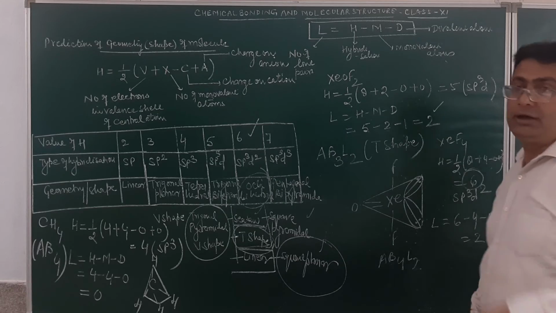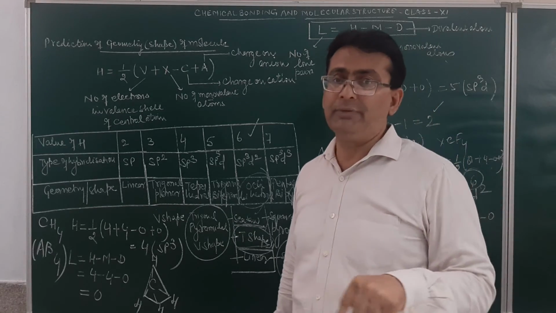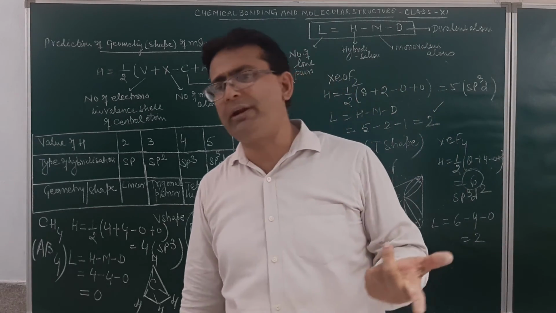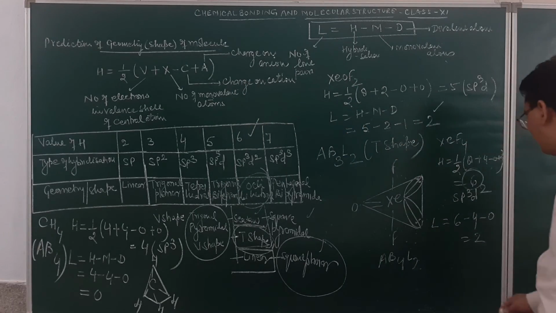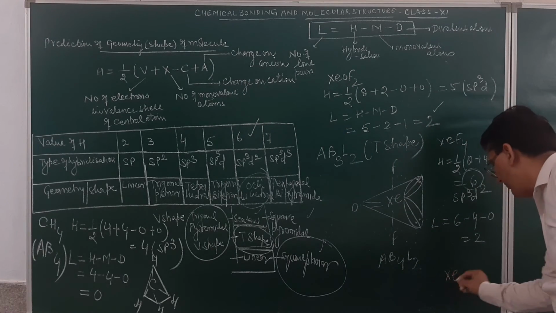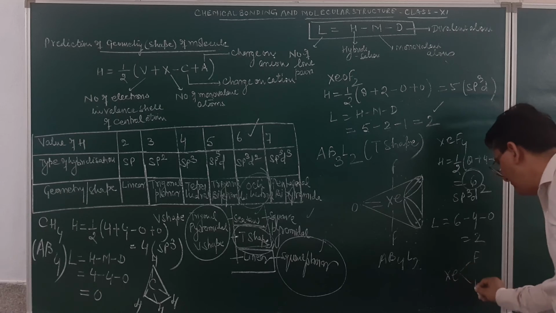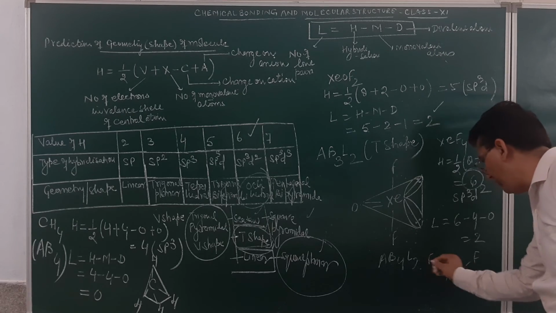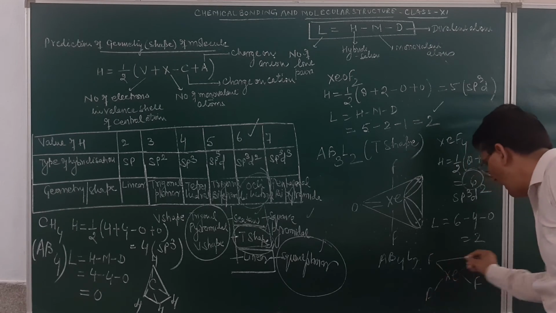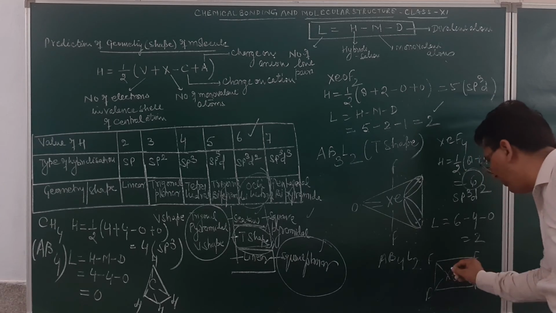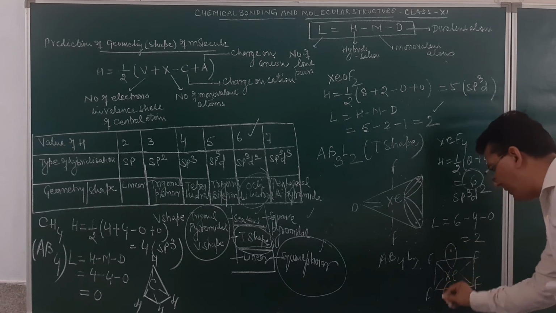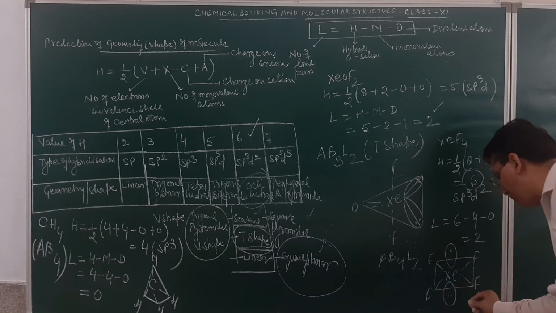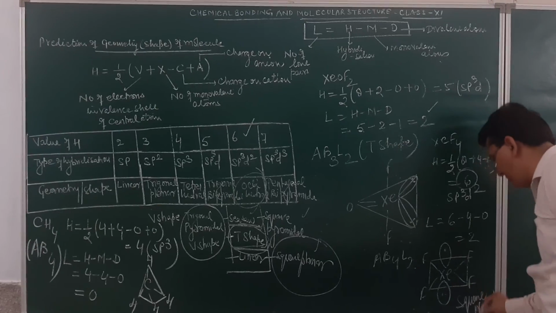So how will we make this? I told you that in the octahedral geometry, the 2 lone pairs must be kept in diagonal positions to each other. So how will we make this structure? This will be xenon. This is fluorine, fluorine, and this is fluorine and fluorine. On any of the 2 diagonal positions, you may put the lone pairs. And this shape of the molecule will be called a square planar shape.